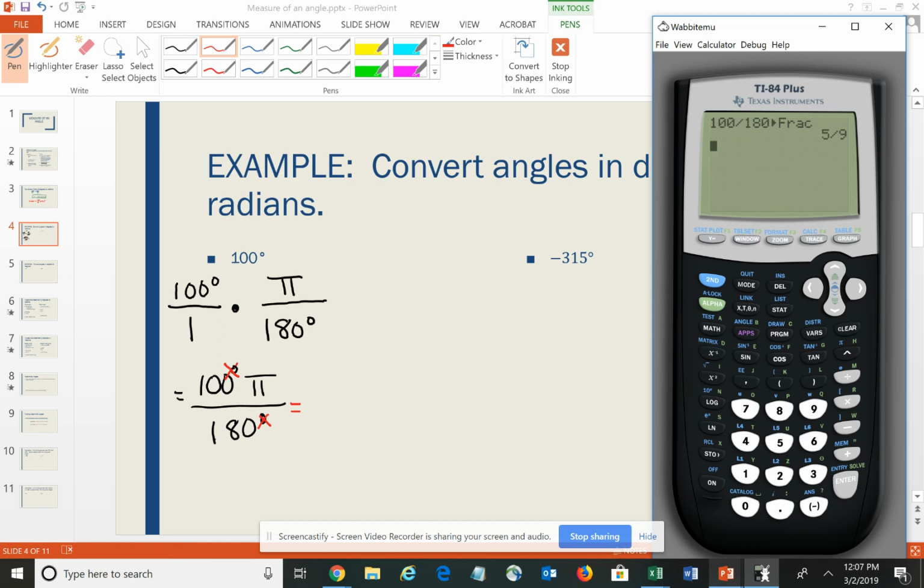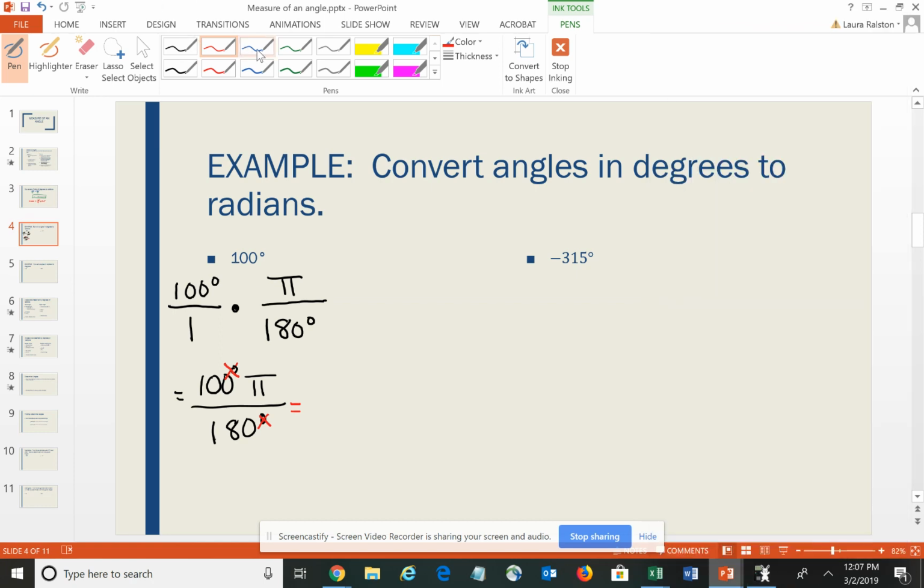So we end up with 5 pi ninths. 5 pi ninths corresponds to 100 degrees. Leaving it as a fraction and in terms of pi gives you the exact value. If we converted it to a decimal, it would be an approximation, and so it's best to use the exact value.